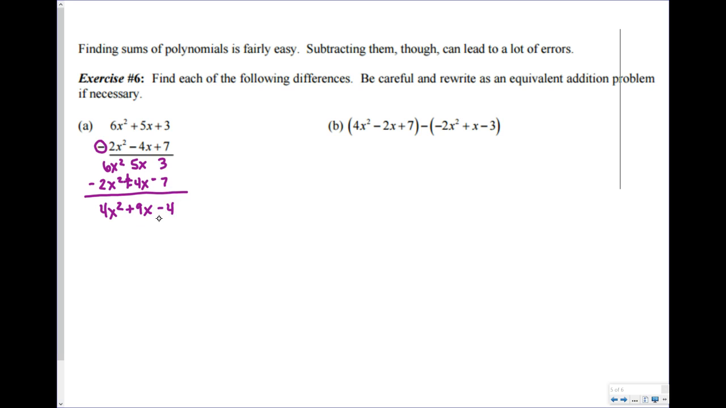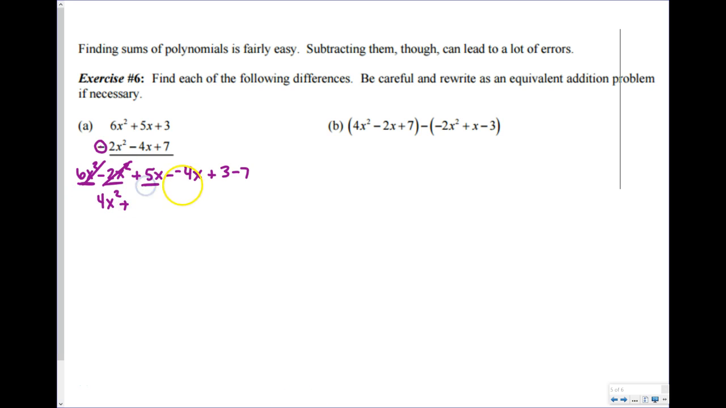Another way we can write this, in fact, let me show you that other way, is I can write it out the long way. I can say this is 6x squared minus 2x squared plus 5x minus negative 4x plus 3 minus 7. And this kind of sets me up a little better because I can see, okay, 6x minus 2x is 4x, and cross them out.